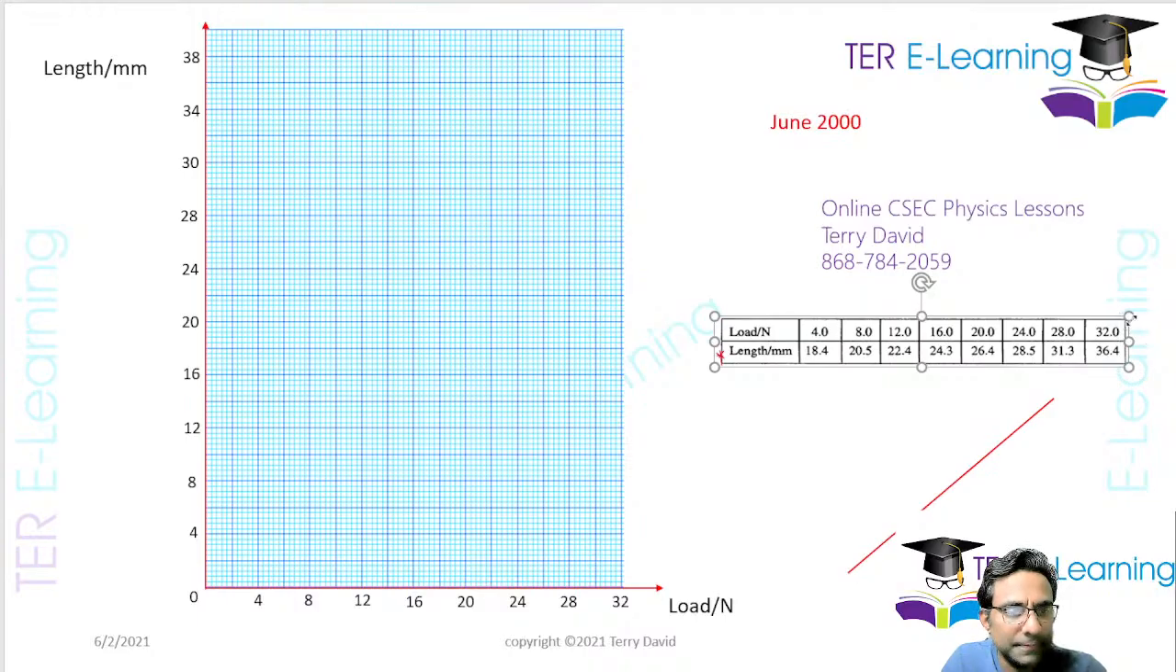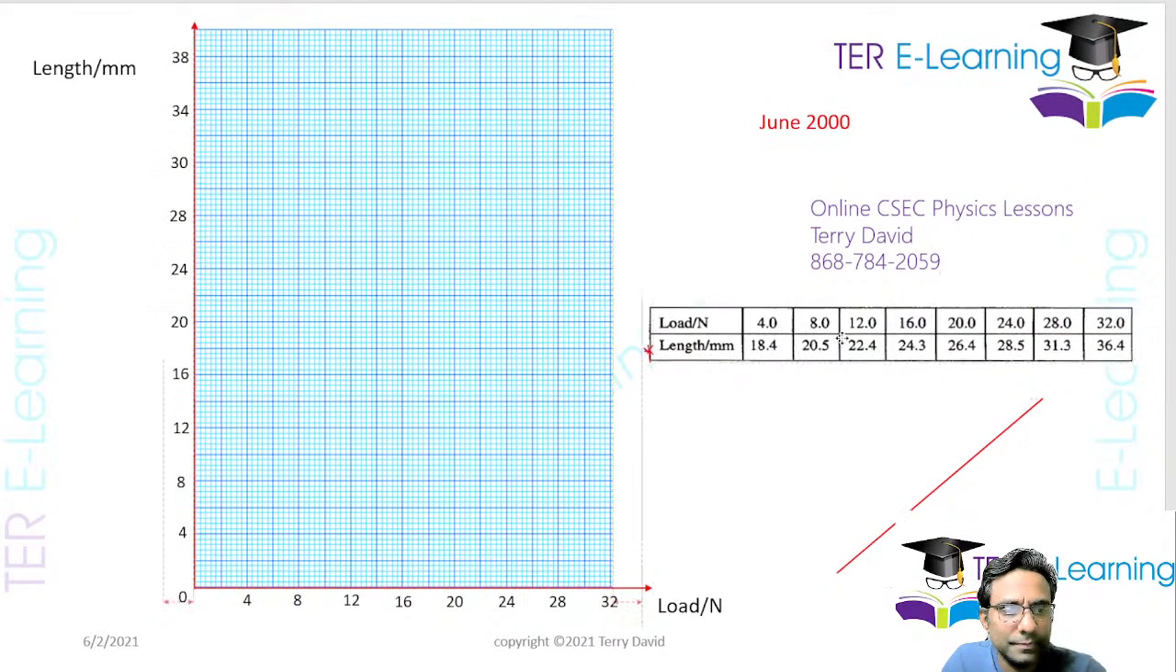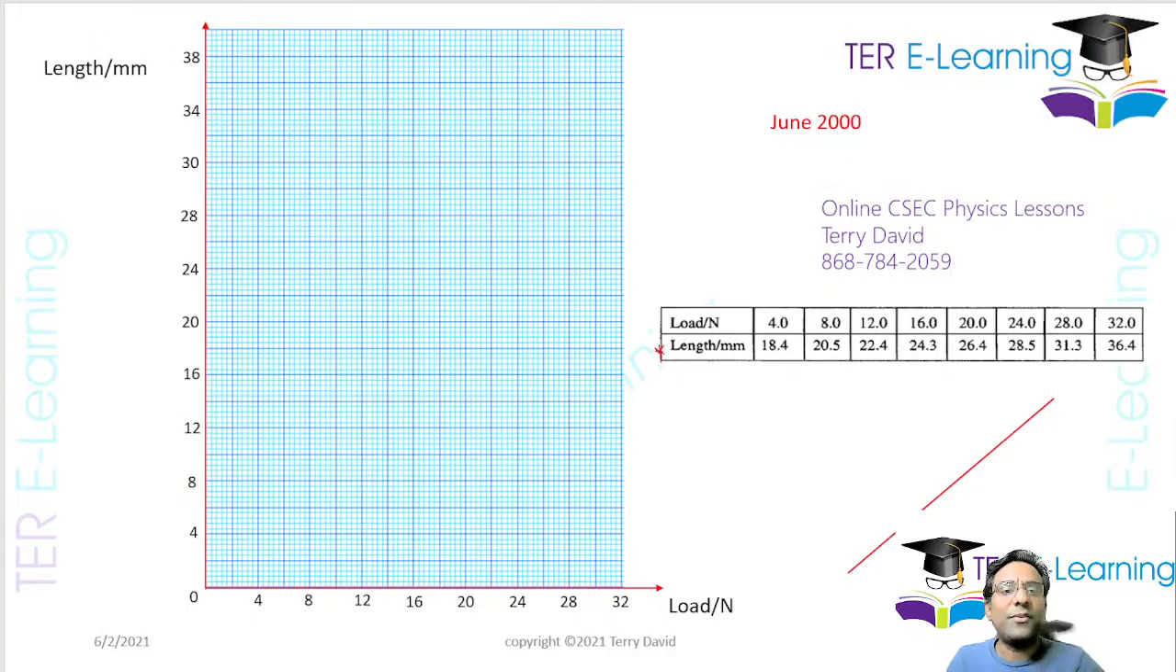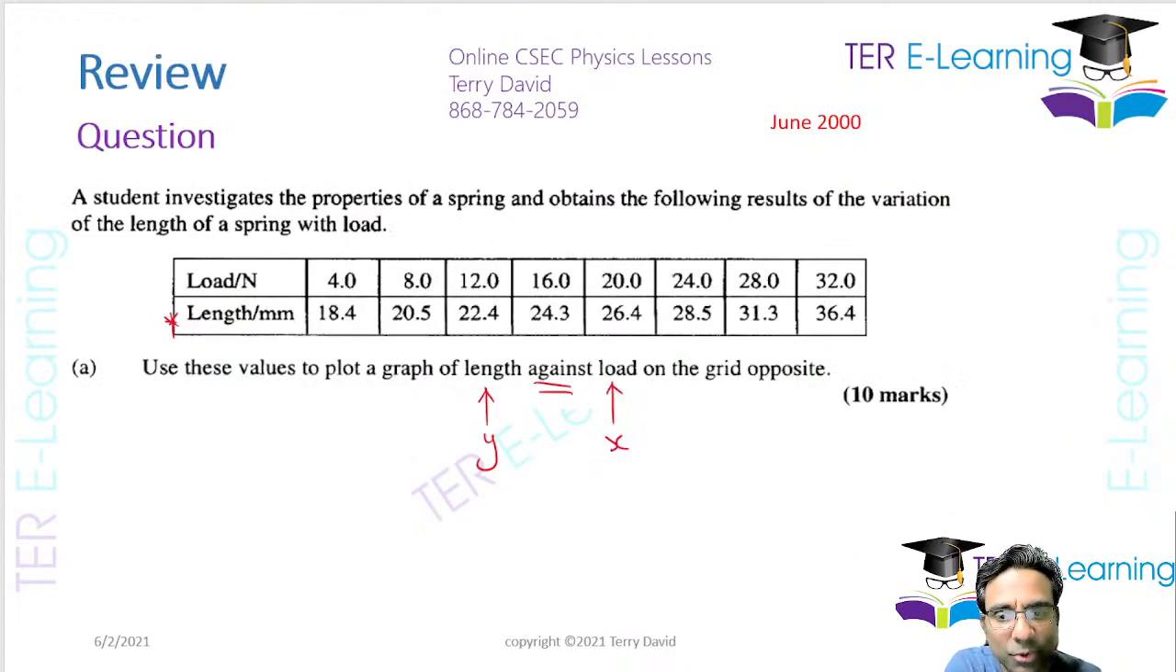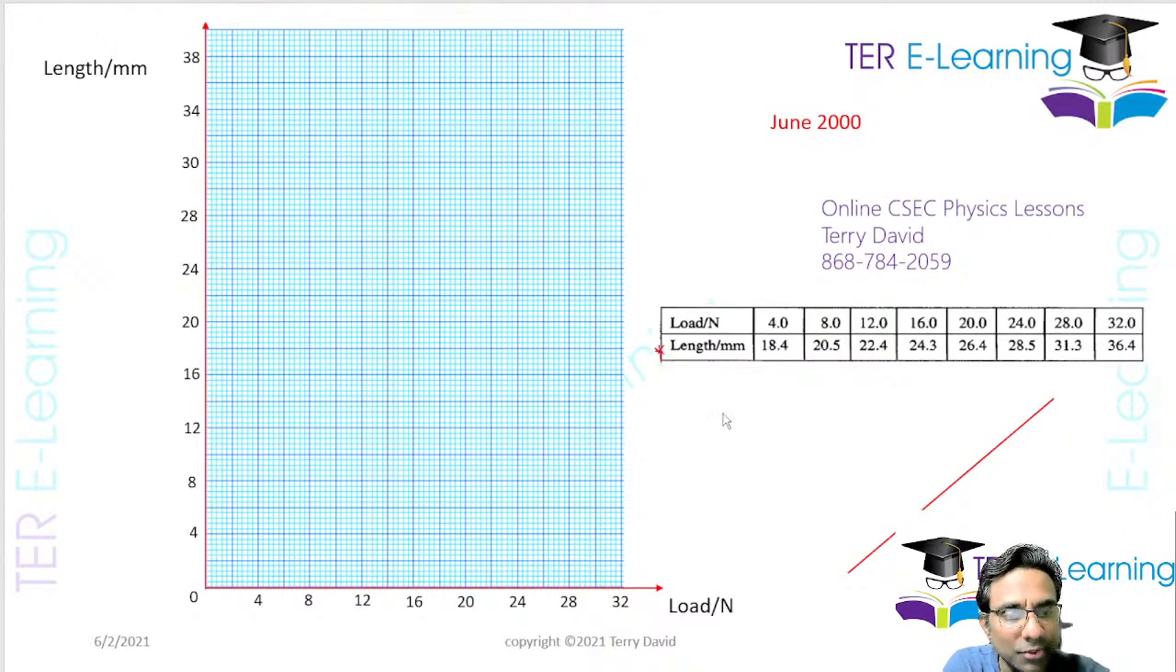So let's see. Right, so we have load and we have length, right? Load and length. And this told us we're going to plot length against load. So length against load actually means you're plotting length against load. That's what that means, right? Now, the first value that we have here in our table is 4 newtons and 18.4 millimeters. So 4 newtons, 18.4.